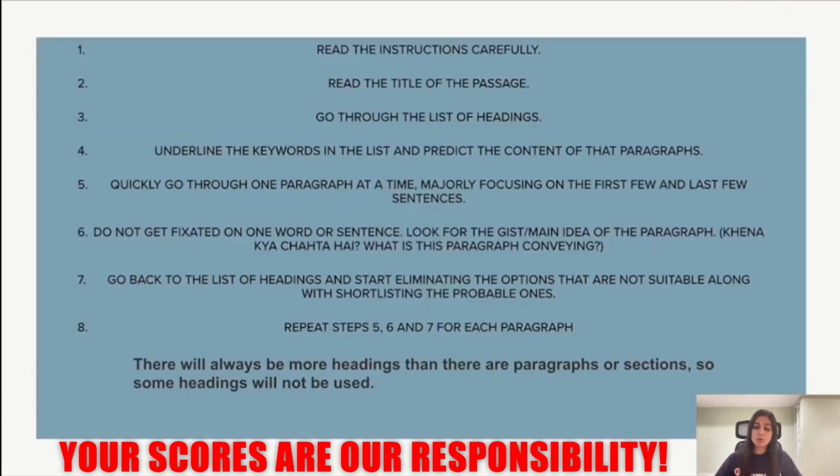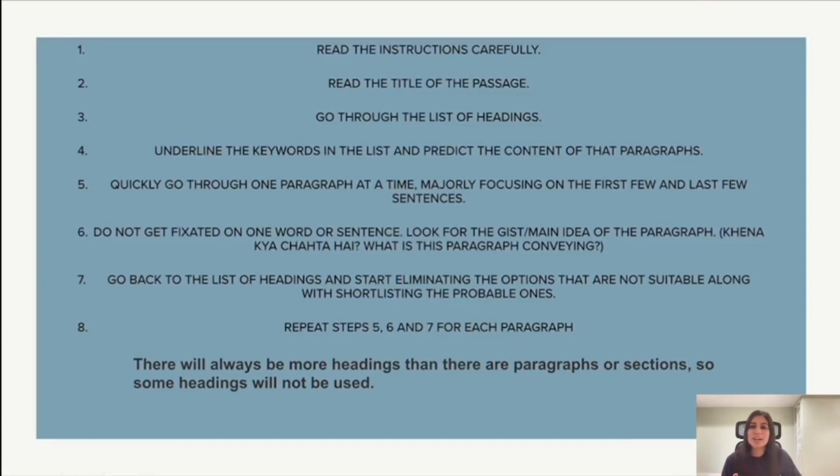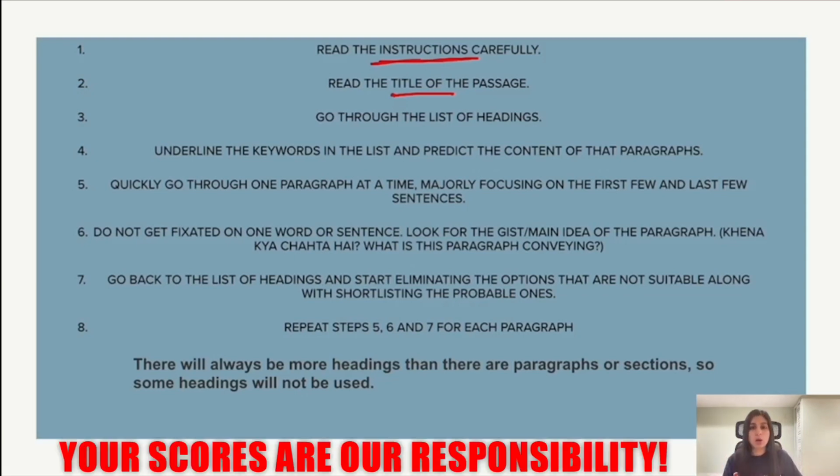First and foremost, just like in case of any other question, and I just don't get tired of saying this over and over again if you've been following the playlist for the guided reading practice series, instructions are very important. So you have to read the instructions carefully in all questions. Then you have to read the title of the passage so you get the context, you get an idea of what the passage will talk about.